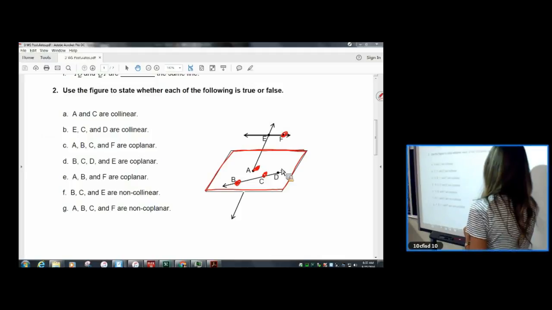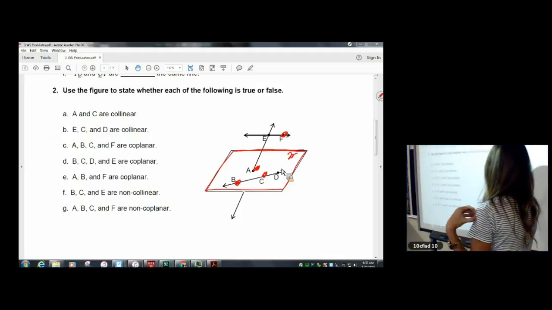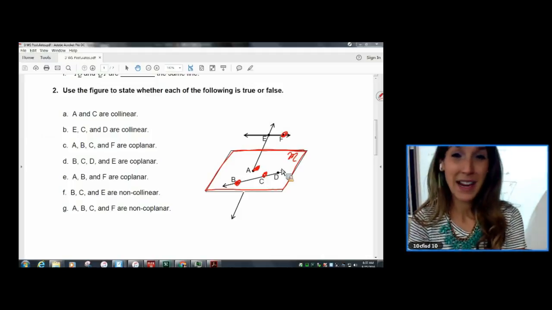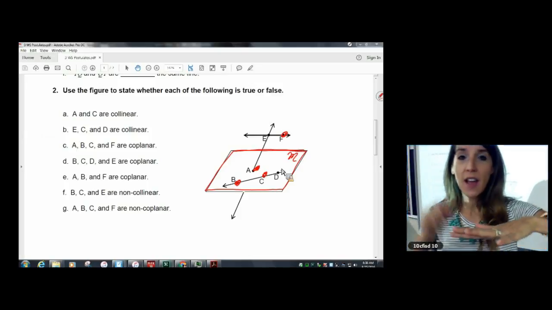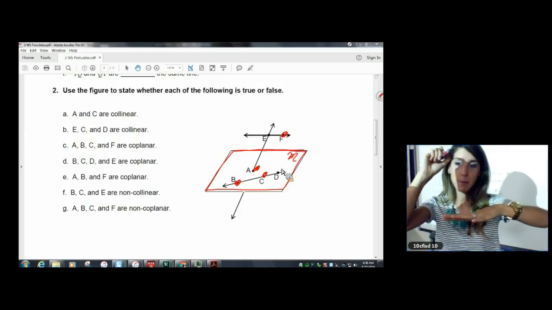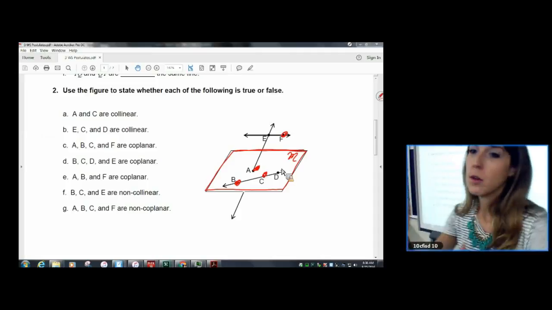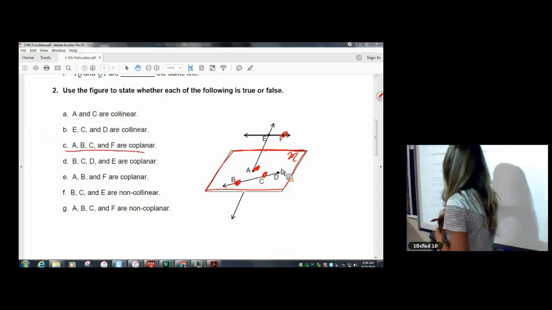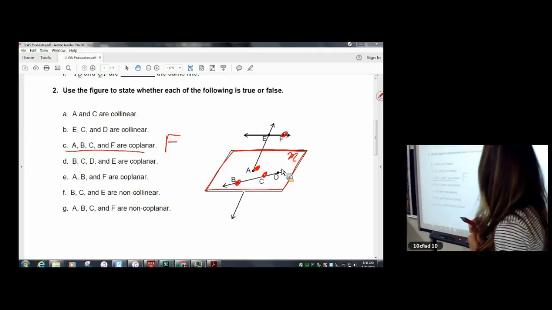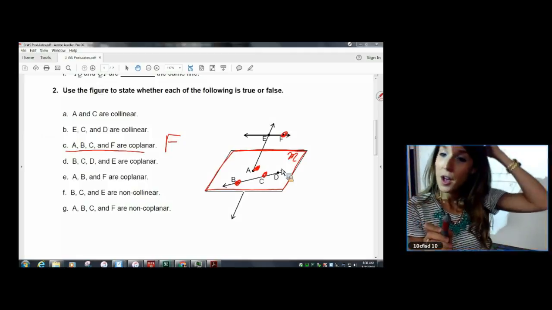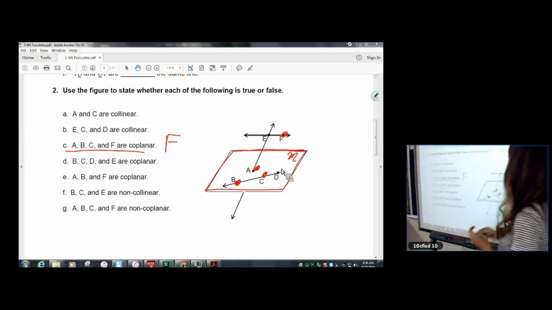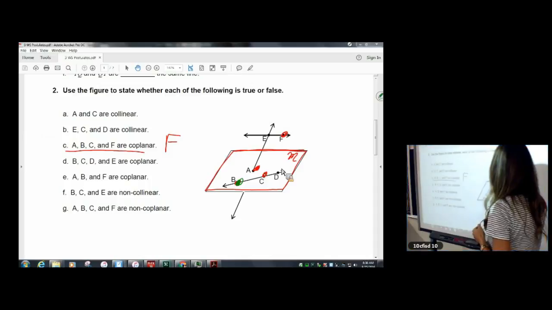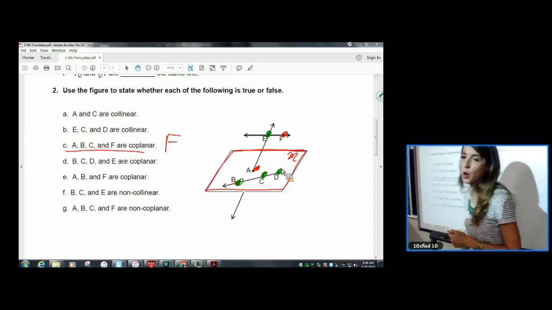I'll call it cursive M. There it is. Those 3 points are in plane M. That is defined. That is set. It's locked in. Now, F is above them in a completely different plane. So, it is false that A, B, C, and F are coplanar. Now, I want to contrast that with D. Look at D. I'm going to do a D in green. B, C, D, and E are coplanar.